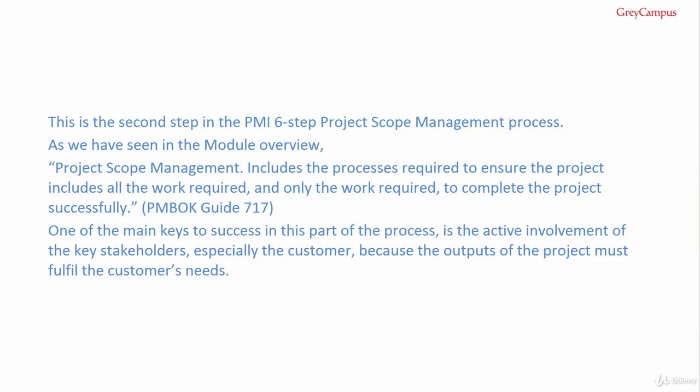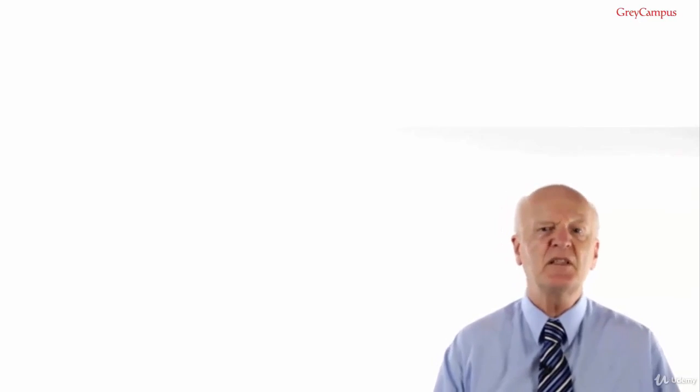As we have seen in the module overview, project scope management includes the processes required to ensure the project includes all of the work required and only the work required to complete the project successfully, and that's from PMBOK Guide page 717. One of the main keys to success in this part of the process is the active involvement of the key stakeholders, especially the customer, because the outputs of the project must fulfill the customer's needs. The customer is simply the person or the group that will receive the final products, services or results.